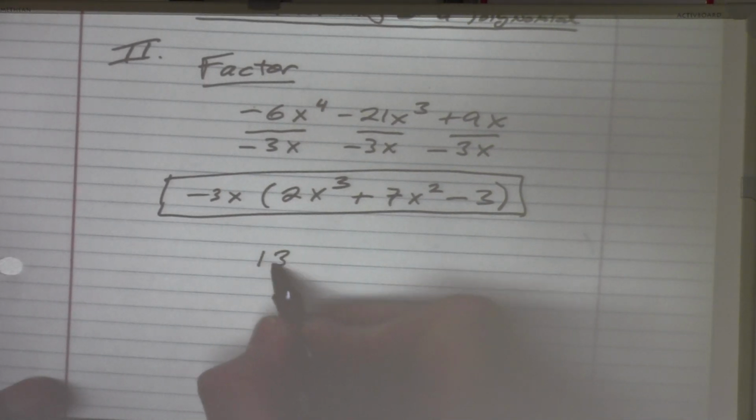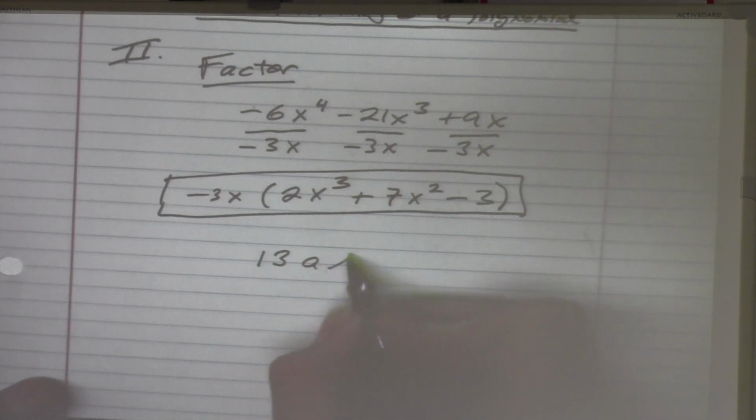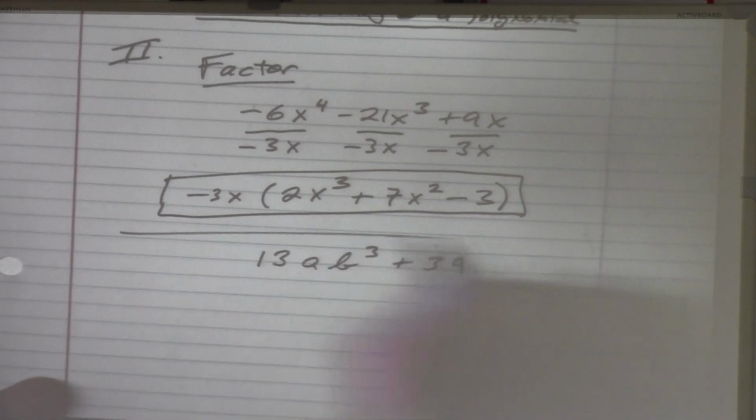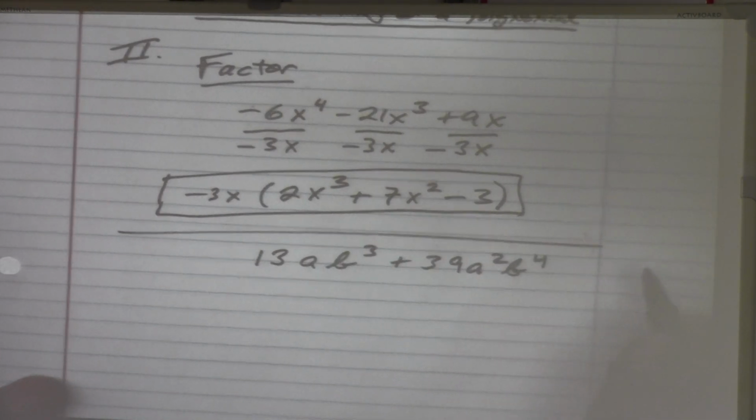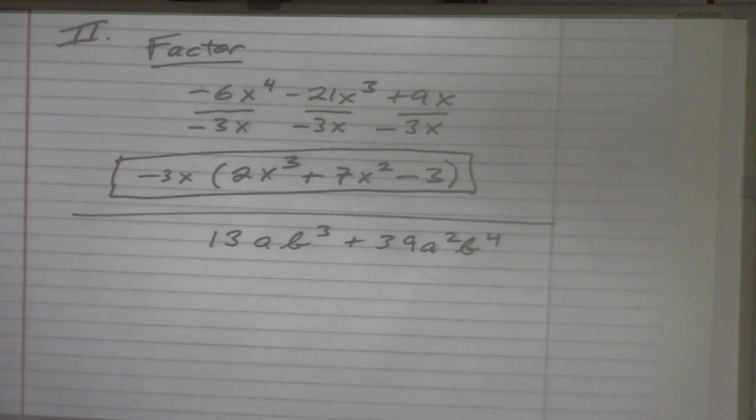So I'm going to give you 13ab to the 3rd power plus 39a squared b to the 4th power. Try to find a common factor for those 2. There's only 2, not 3 this time, but that's okay. We'll do it with 2. So do it yourself for a few moments, pause the video, and then come back. I'll start talking here in about 5 seconds.